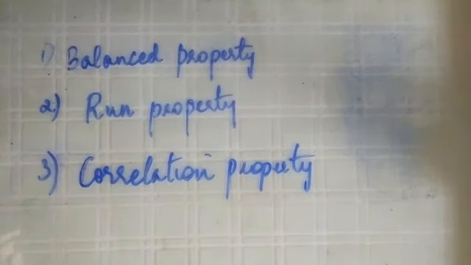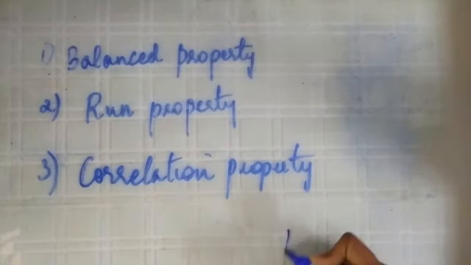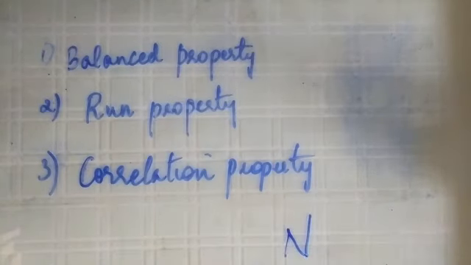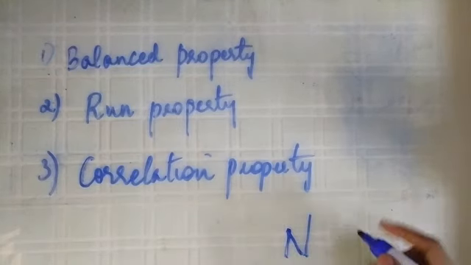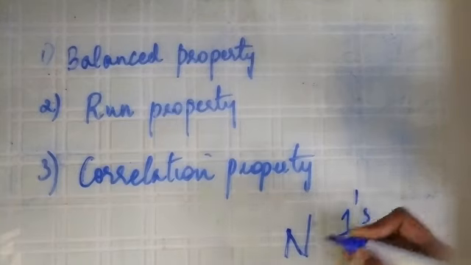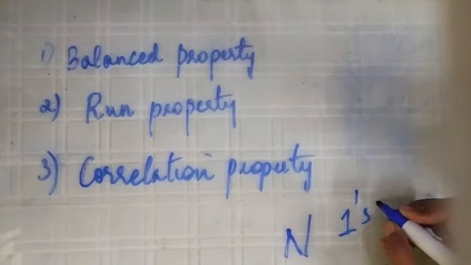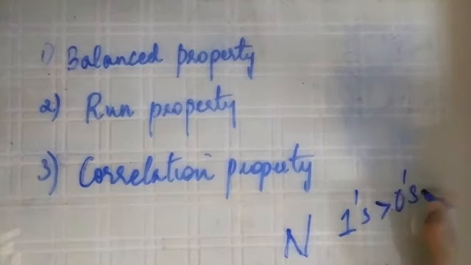First, the balance property. What it says is, in each period of a maximum length sequence, the number of ones is always one more than the number of zeros. Let me tell you what it actually means. In a period of a maximum length sequence, we know the period is n, the length of the sequence. Within the length of the sequence, if you count the number of ones, it will always be one more than the number of zeros.